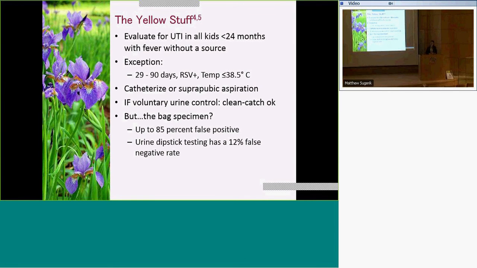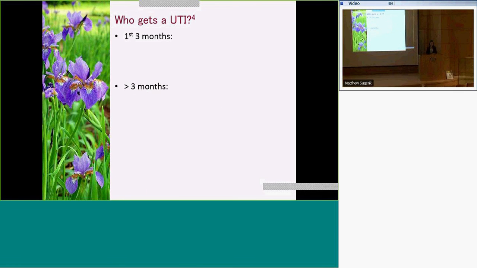So 85% false positive. We talked about how there's an increased incidence in hospitalization for children with UTI under 12 months because of antibiotic resistance. Here's how you get it. You do a bag UA, you see positive results, you send the kid home on amoxicillin. 12% of the time you're actually going to miss it, so there's a false negative. So don't do it. And everyone gets the UA and the urine culture.